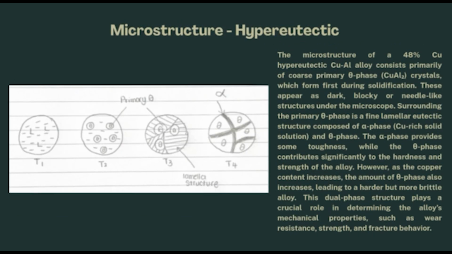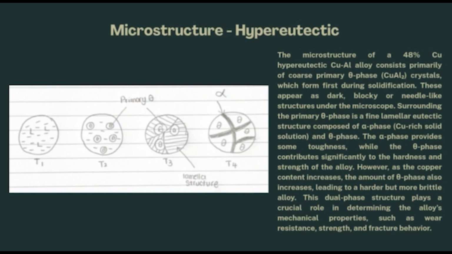And now, for the microstructure of CuAl alloy, which consists of primary theta phase, CuAl2 crystal, which forms first during solidification. These appear as dark, blocky, needle-like structures under the microscope. Surrounding the primary theta phase is a fine structure composed of alpha phase and theta phase.